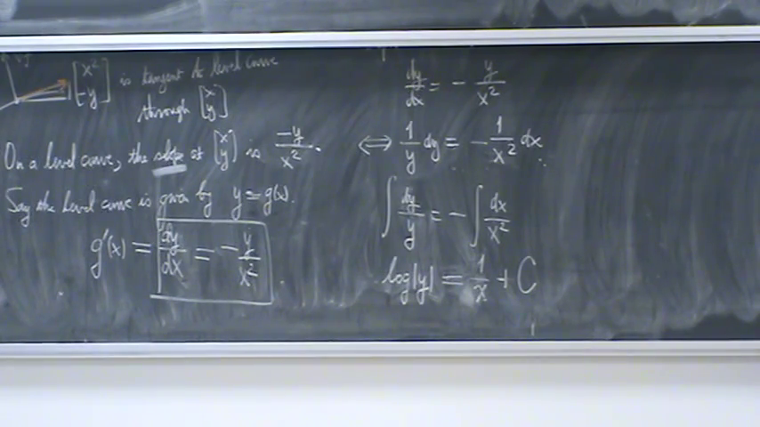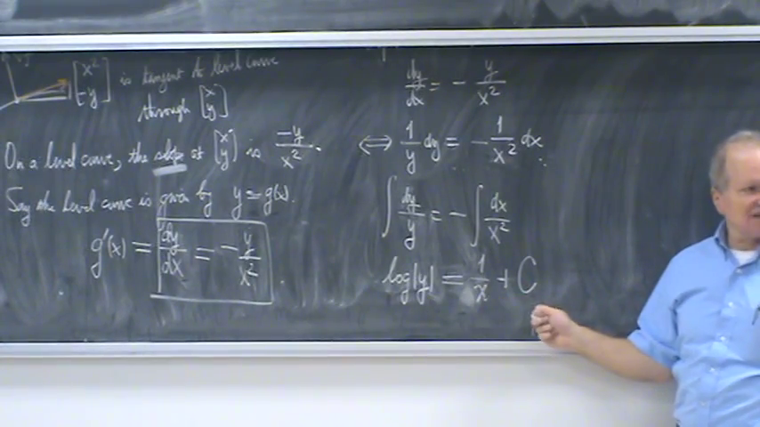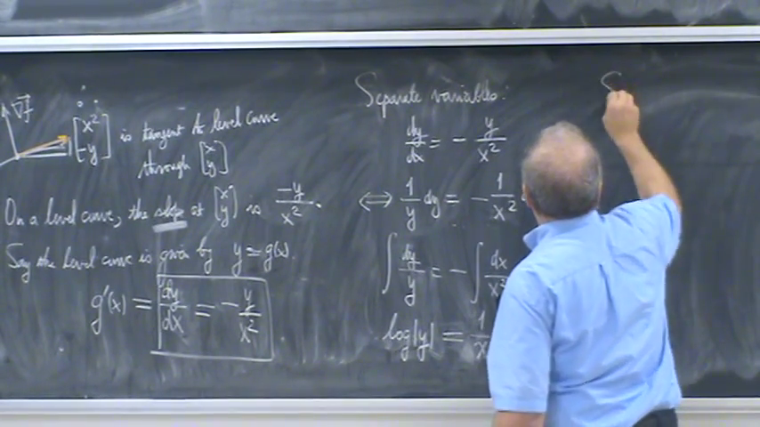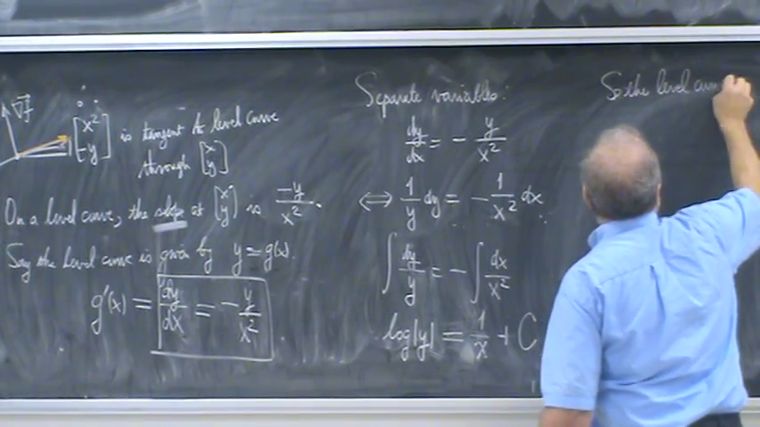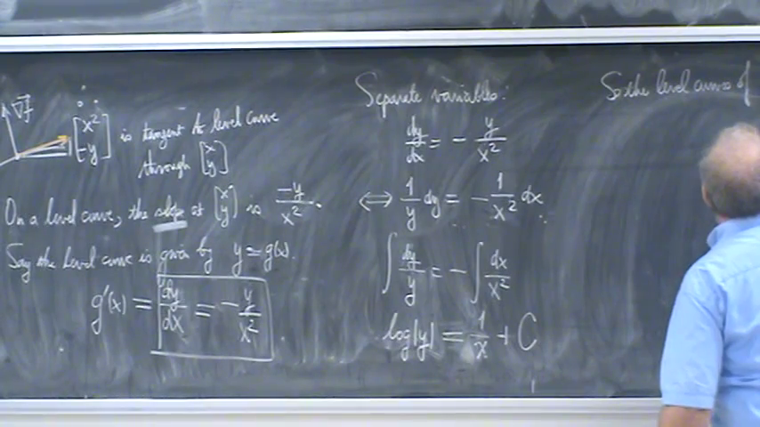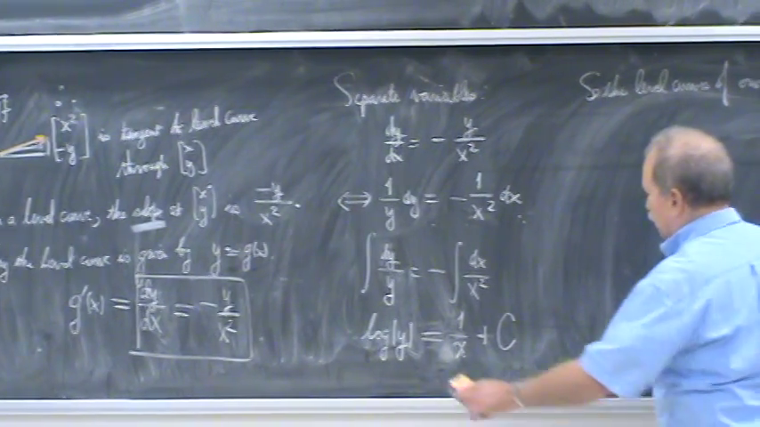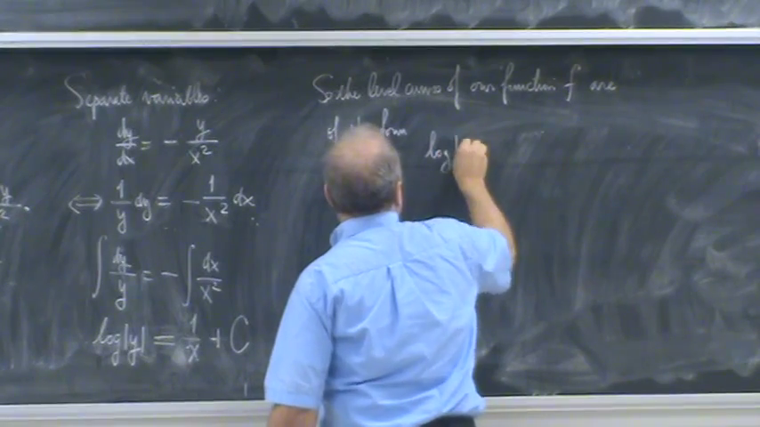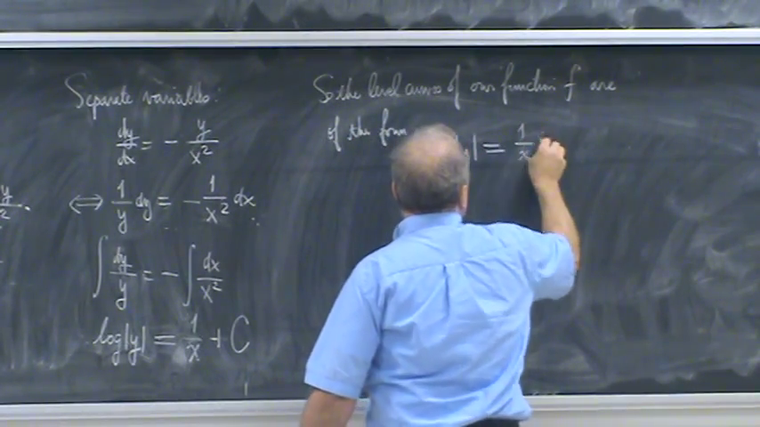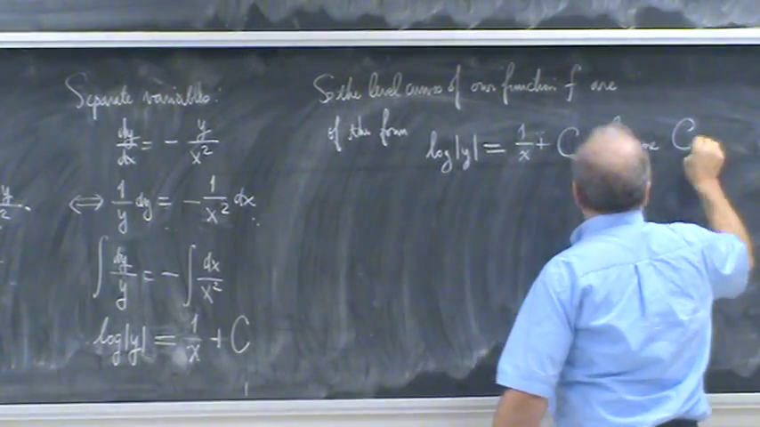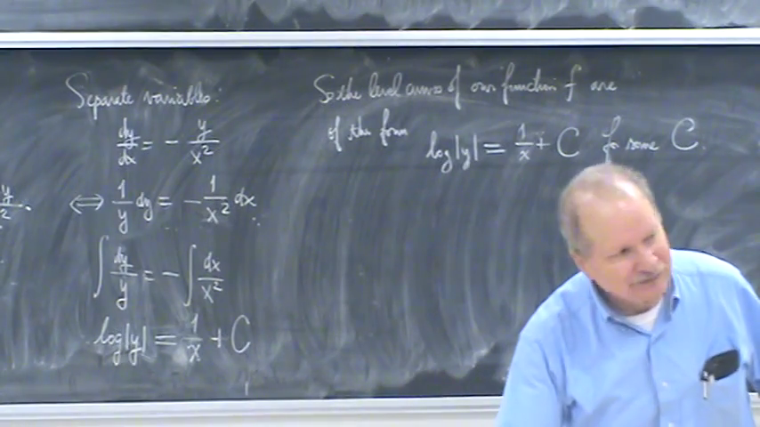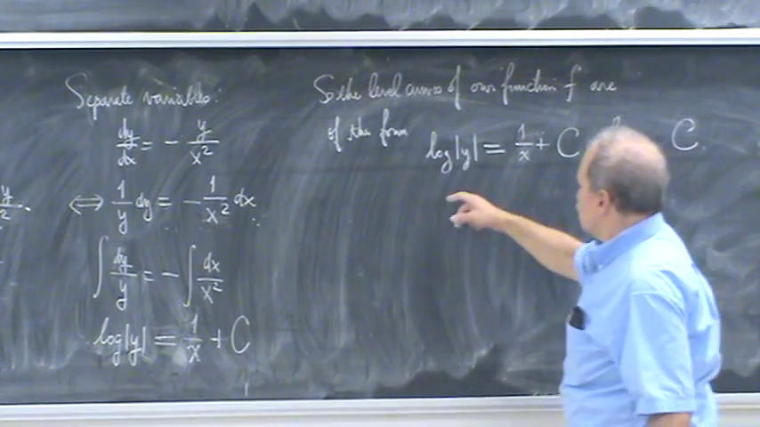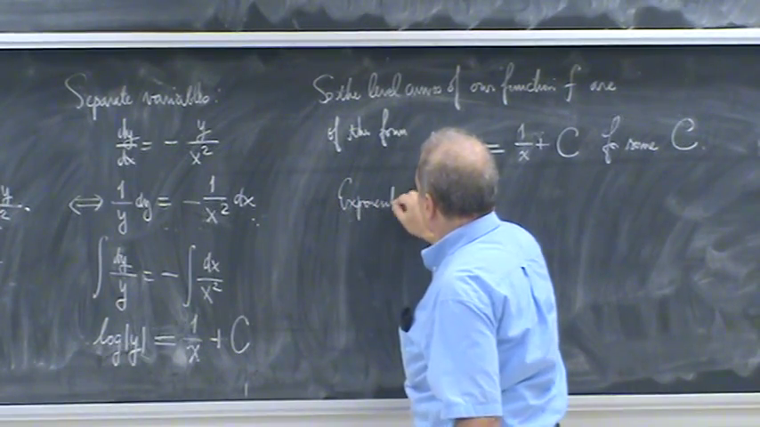All right, so what are the level curves? Well, they're curves on which this equation holds for some constant C. So let's try to make that look a little friendlier. So the level curves of our function f are given by this for some C. And I'd rather rewrite this more helpfully. Anybody tell me what to do? Take e to everything, right? So exponentiating, what do we get?